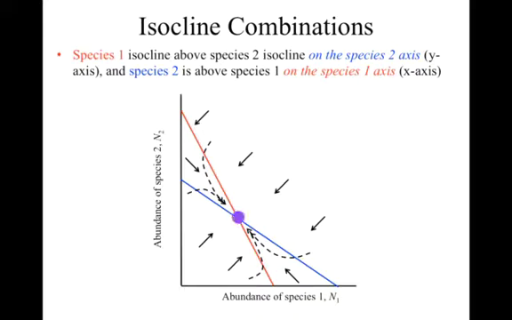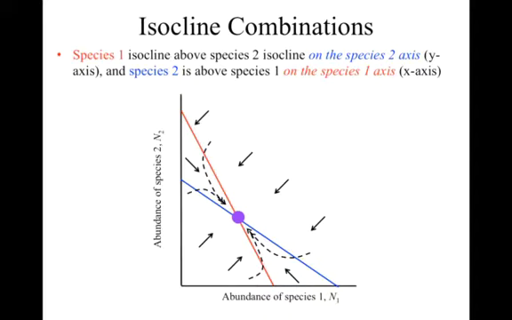And so the system ultimately settles and stops moving at that center point. And notice that both of those two isoclines cross at that center point. At that center point, the species 1 population isn't changing because it's on the species 1 isocline, but the species 2 population isn't changing either because it's also on the species 2 isocline.